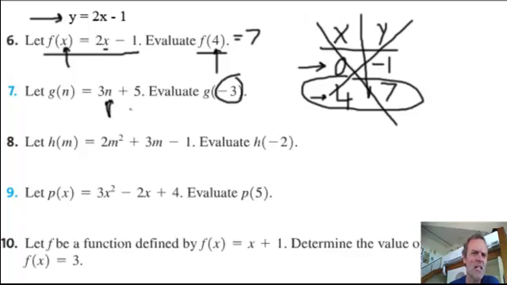So, what's 3 times negative 3? 3 times negative 3, because n is negative 3, that's negative 9. Then add a 5. Then the answer, g of negative 3 equals negative 4, negative 9 plus 5. I'm saying when x is negative 3, what's the answer? When the input is negative 3, what's the output?